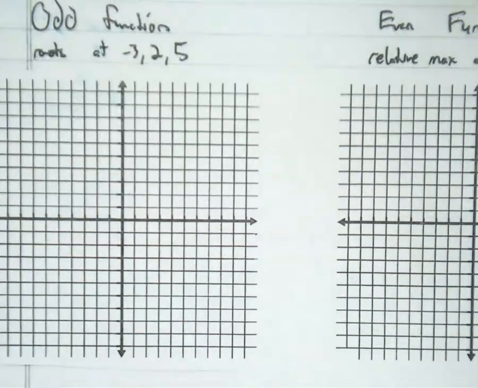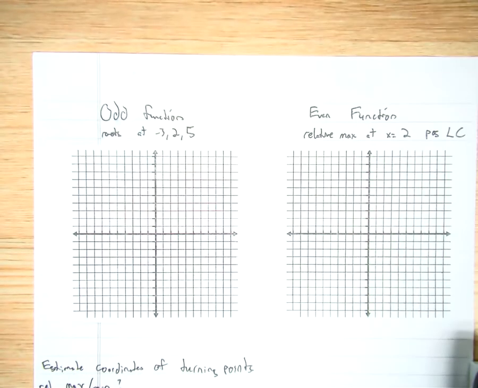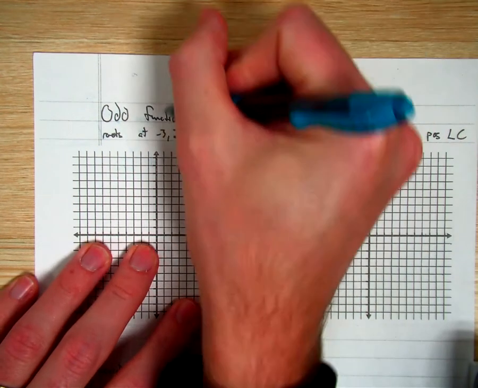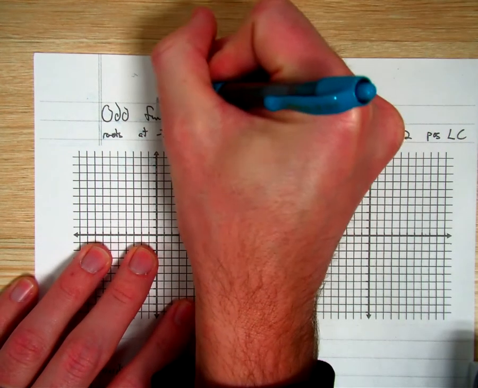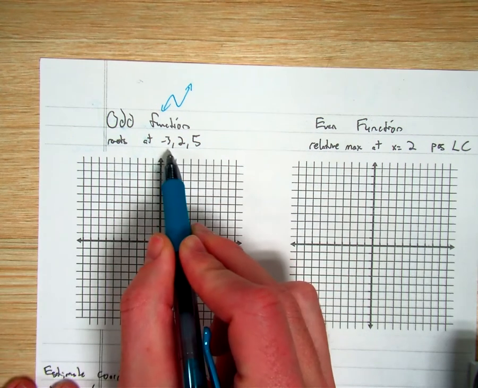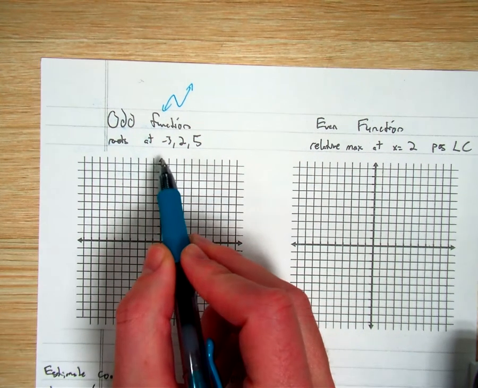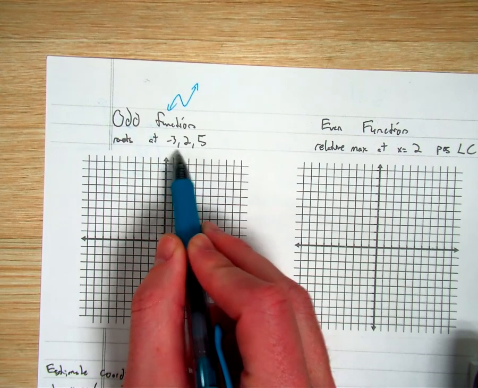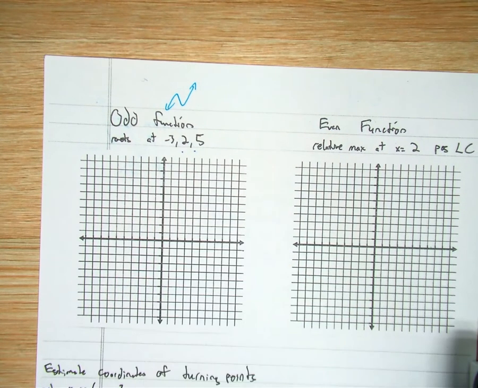Alright, so this is going back to our even and odd stuff that we briefly talked about before. Okay, remember that odd, the arrows are going to be going opposite ways. One's going to be going up, one's going to be going down. Okay, this is going to have roots at -3, 2, and 5.